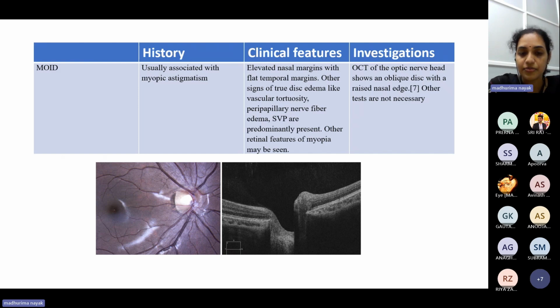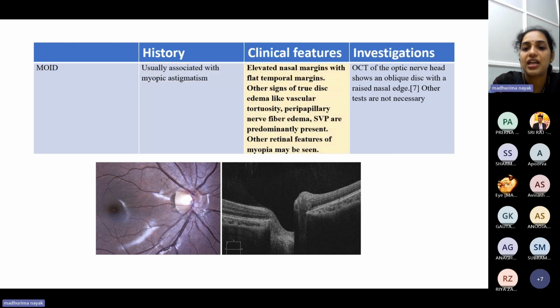Okay, it's a little different from the tilted disc syndrome. Here, the disc is attached to the eyeball in such a way that the nasal border, if you see here, looks elevated and the temporal border is flat. It's usually seen in myopic astigmatism. And an OCT line scan of the optic disc is shown here. You will see clearly that the nasal margin is a lot higher than the temporal margin.